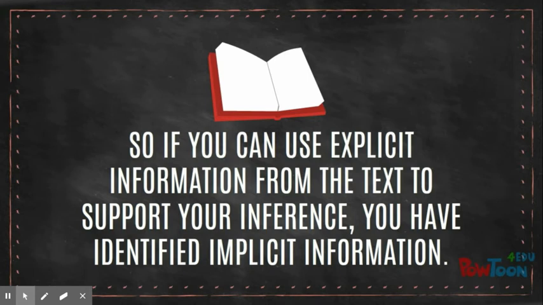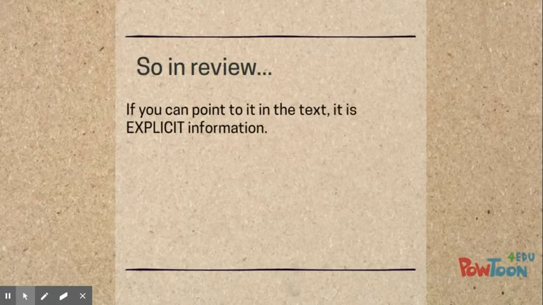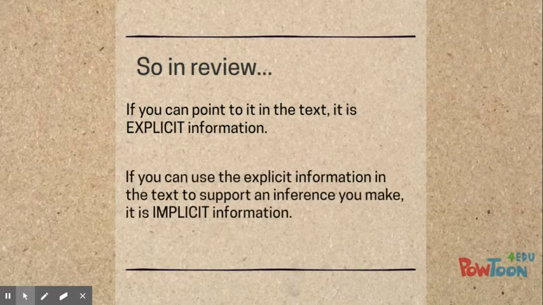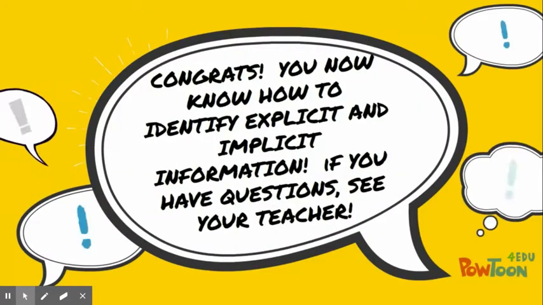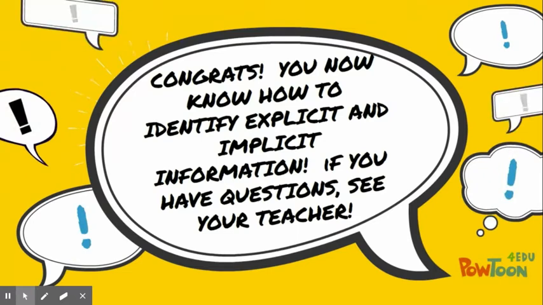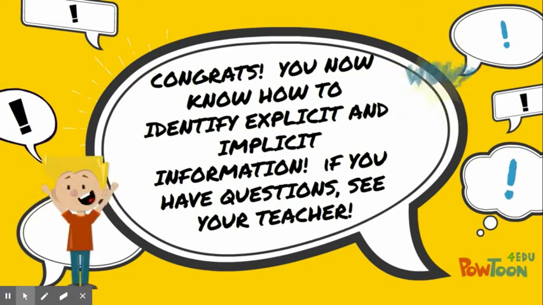So if you can use any of the explicit information the author gives you to support an inference, you've identified implicit information in the story. So to review, if you can point to it in the text, it's definitely explicit information. And if you can use that explicit information to support an inference, then it's implicit information. So congrats! You now know how to identify explicit and implicit information. If you have questions, see your teacher.